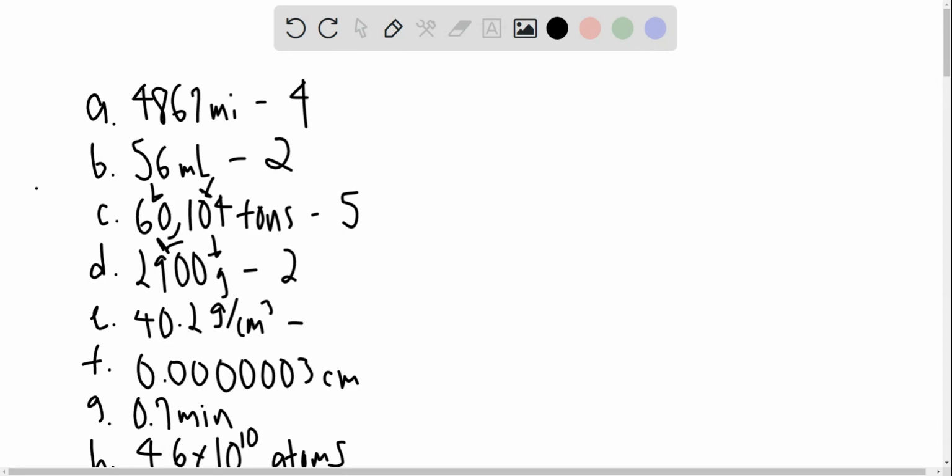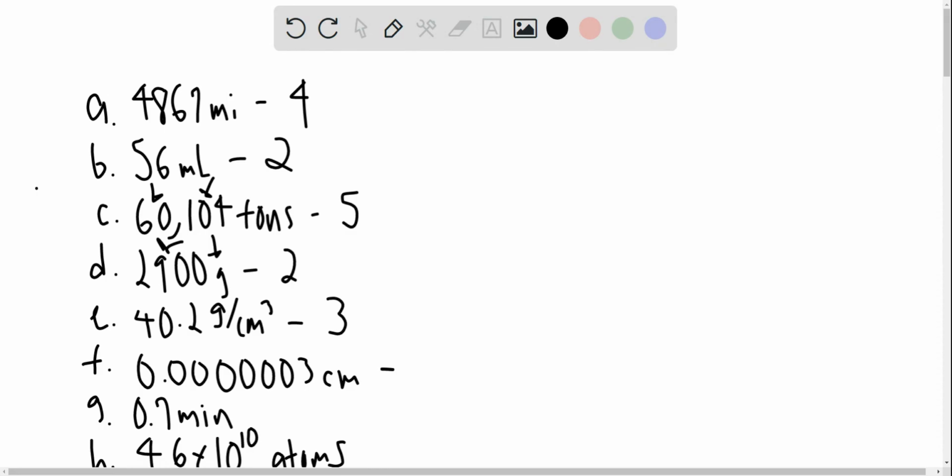Now for E, 40.2 grams per centimeter cubed. Now this is kind of similar to C, where we have a zero that is sandwiched by significant figures, 4 and 2. So the zero is significant, and therefore we have 3 sig figs here, 4, 0, and 2. All of them are significant.